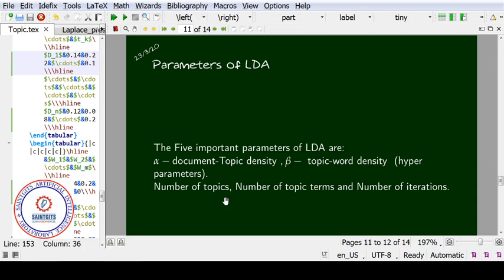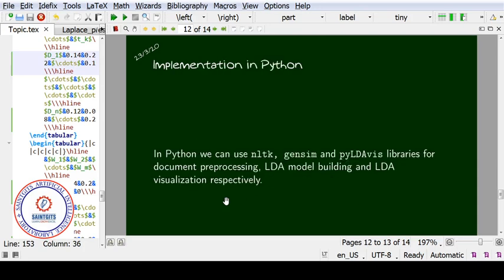It may happen. And the number of iterations is also very important. A sufficient number of repetitions is necessary, otherwise the LDA will not converge. The hyperparameters alpha and beta can be automatically updated in this LDA algorithm. Implementation in Python: we can use NLTK, the Natural Language Toolkit, gensim, and pyLDAvis libraries for document pre-processing, LDA model building, and LDA visualization respectively.